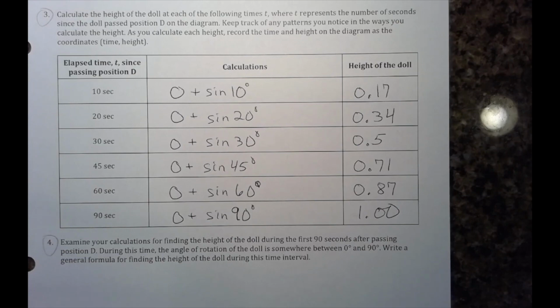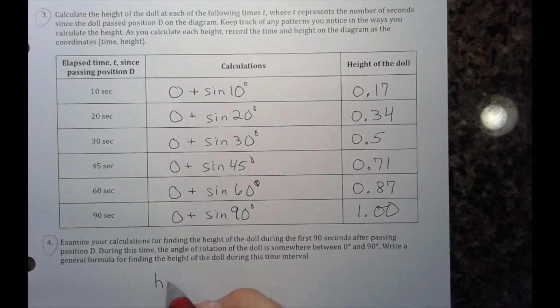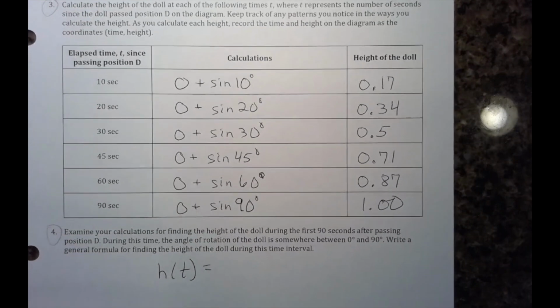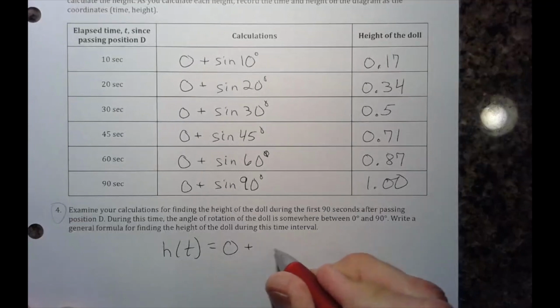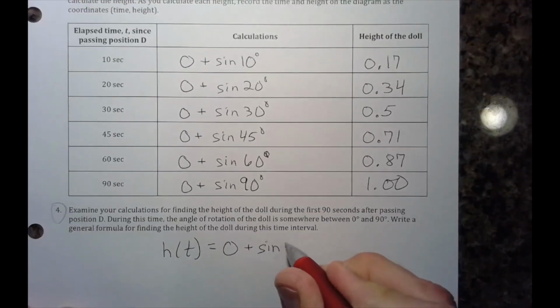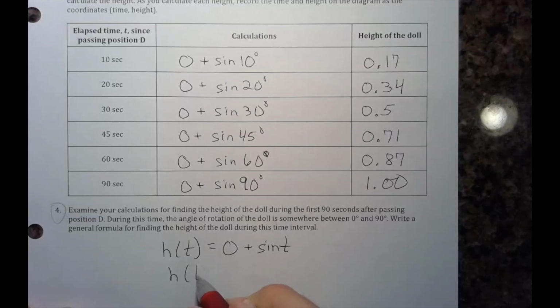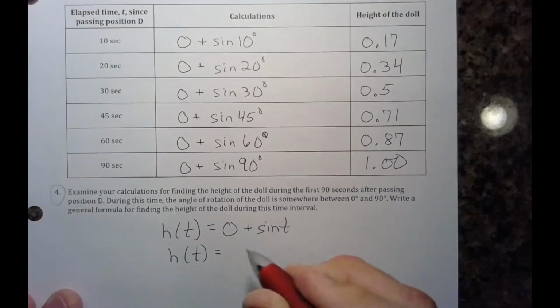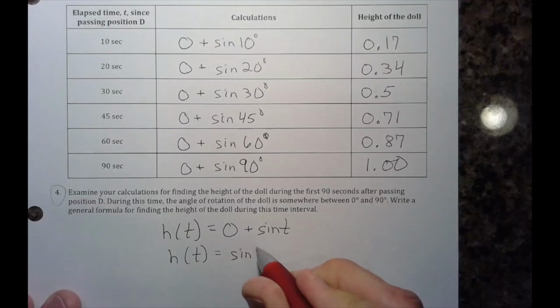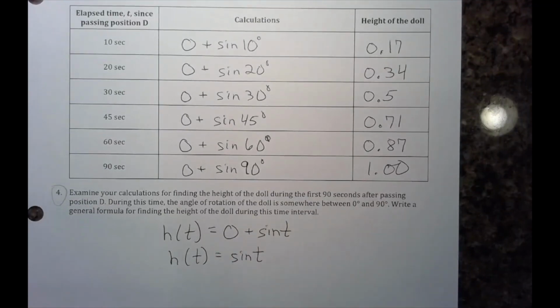Question 4 says examine your calculations for the first 90 seconds during this angle of rotation. Can you write a formula for the height? I'm going to say we certainly can. So the height of that doll is going to be 0 plus the sine of that angle, and there's no reason to keep on adding 0 because that doesn't give any value. So really the height of the doll for this most simple Ferris wheel, because the radius is 1 and the axle is on the ground, so there's no vertical shift, is simply the sine of the time because it was the simplest one.